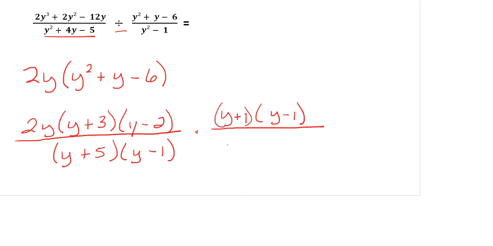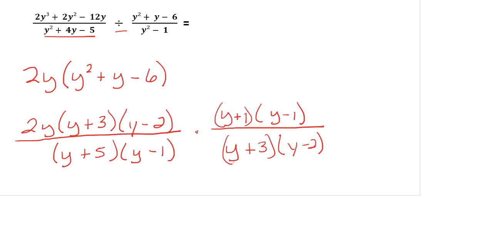Factoring this, which is now going to be in the denominator, what multiplies to negative 6 but adds to a positive 1, we have y plus 3 and y minus 2. So just checking, 3y minus 2y is 1y. So now everything's factored. We have taken the reciprocal of the second one.